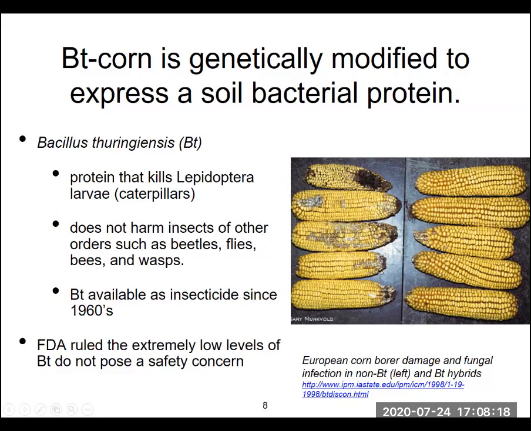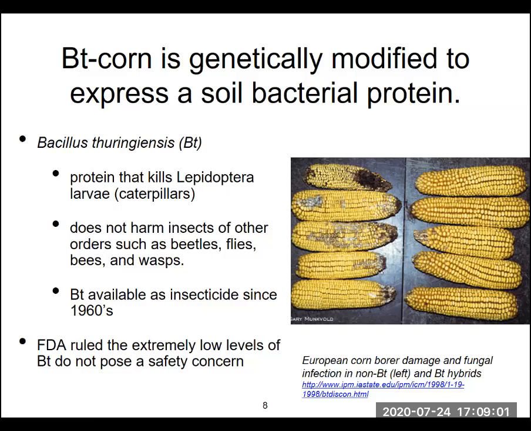And so if you take a look at this, we got non-BT corn on the left, BT corn on the right. And you can see over here, lots of insect damage being present. And over here on the BT corn, we've got less insect feeding as well. Now, BT, the protein, has been purified from these bacteria and used as an insecticide. So they would spray it onto growing corn plants since the 1960s. So it's not something that's new, but what is new is that we've now got these corn plants themselves producing it, as opposed to us going through and spraying the BT onto the fields of corn.